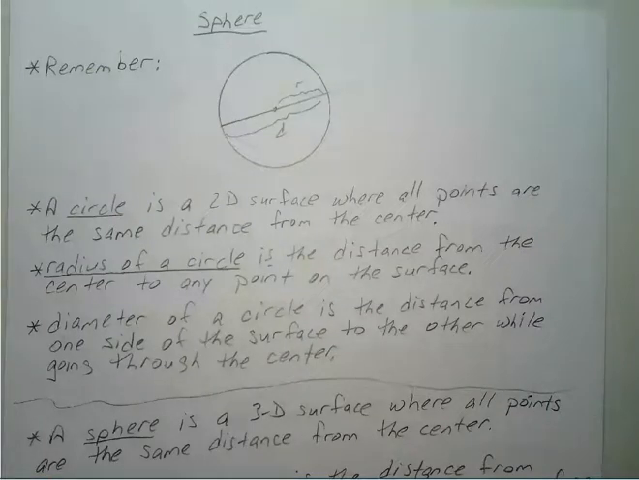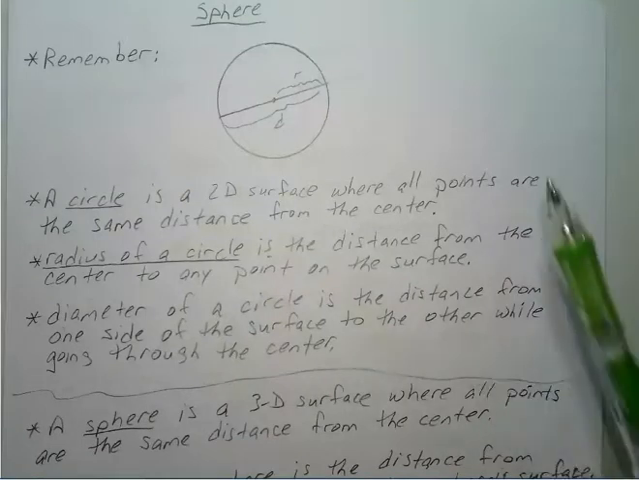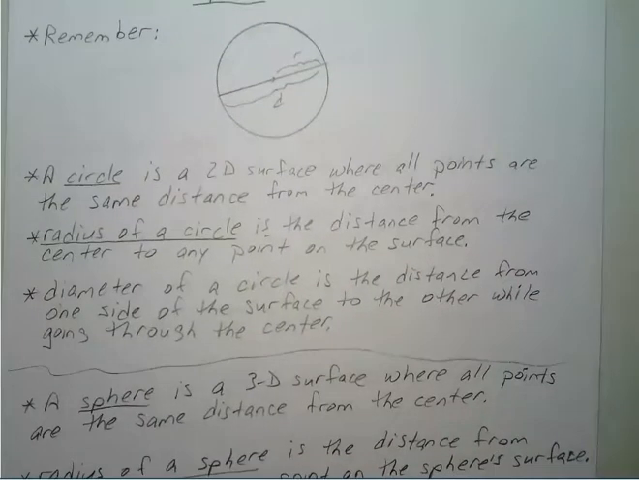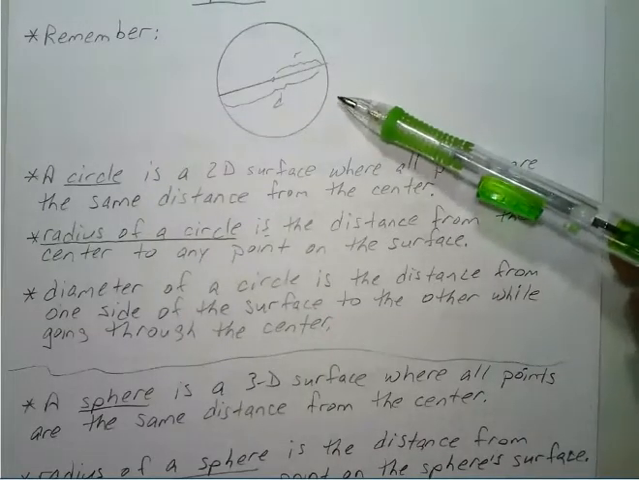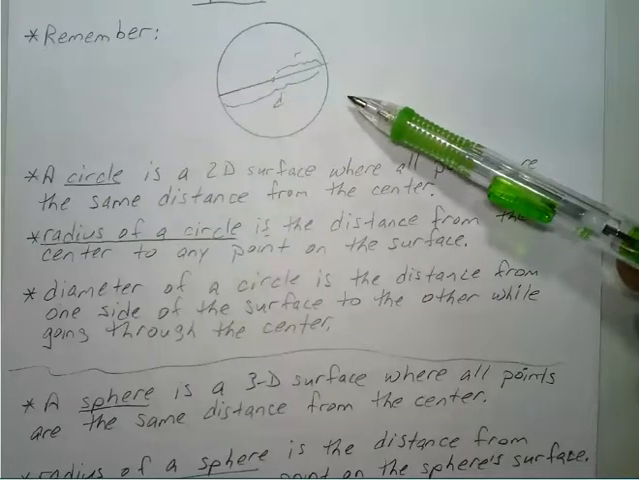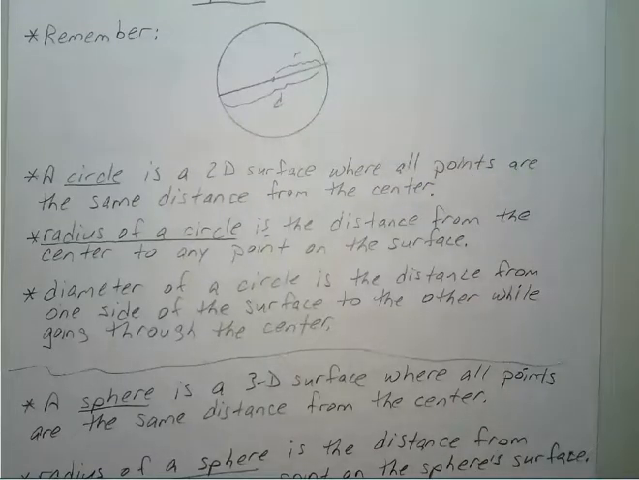Now, the difference is a circle is a 2D surface where all of the points are the same distance from the center. A sphere is a three-dimensional surface where all the points are the same distance from the center. So think about comparing a ring where you know where the center is, and comparing a perfectly round ball. And right in the middle of that ball, that's your center.